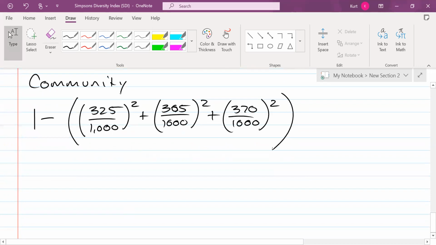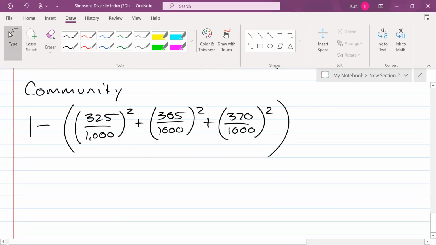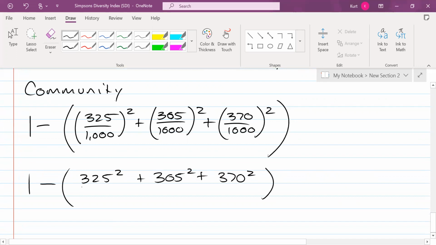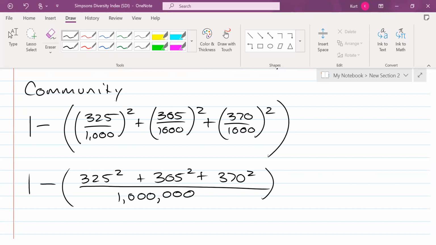All right, now, if you guys remember third grade math, whenever you're adding fractions, you have to have a common denominator. Fortunately, they're all 1,000. 1,000 squared is 1 million, so I'm just going to change that. So we have 325 squared plus 305 squared plus 370 squared over 1 million. Once again, if you don't know where I got 1 million from, 1,000 squared is 1 million. And that's my common denominator for all three. Okay?